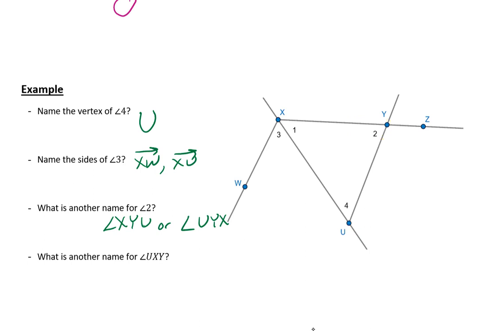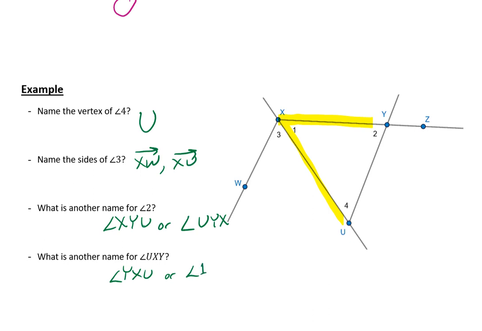And then what is another name for angle UXY? So here's UXY. I cannot use just the vertex because there's 4 different angles here that could be called angle X. So I have to use, and I could use the same 3 letters and say angle YXU. Or, because they put a number in there, I could call it angle 1.